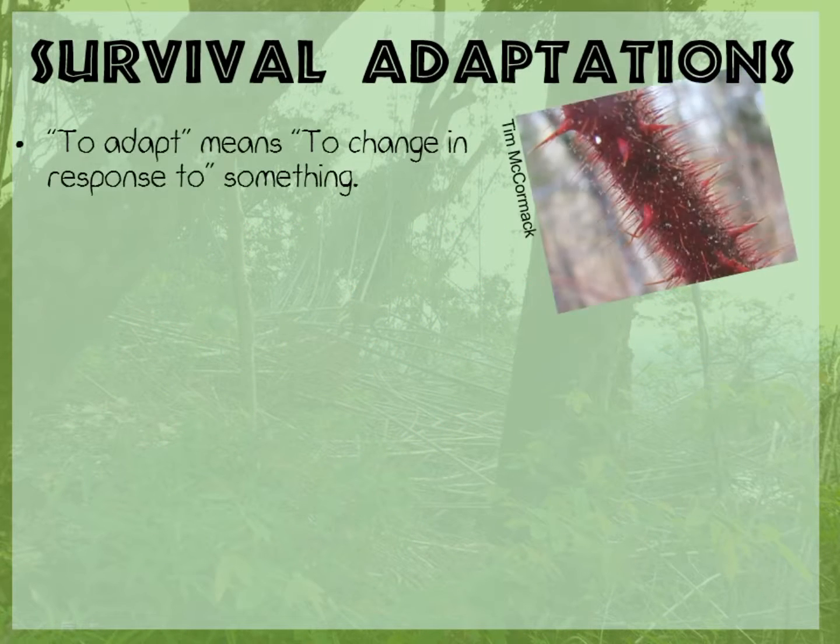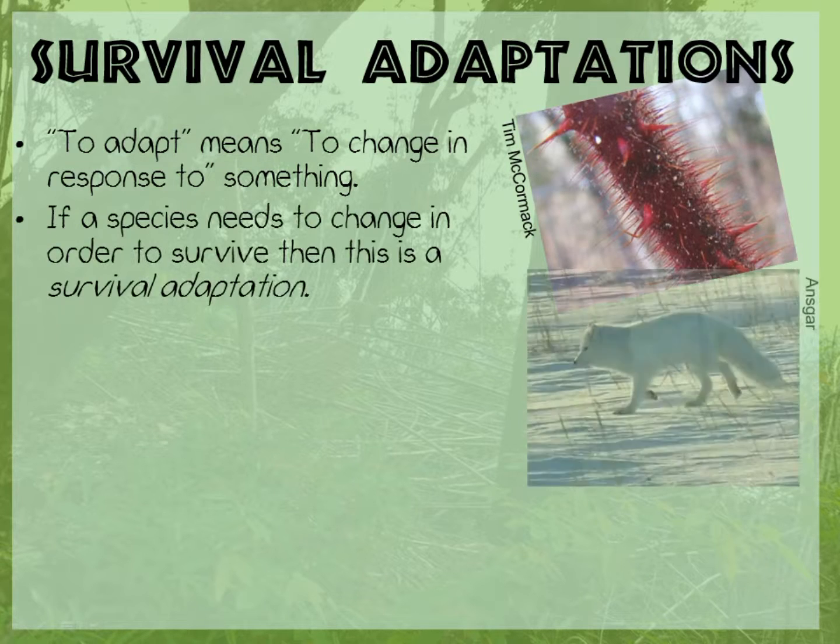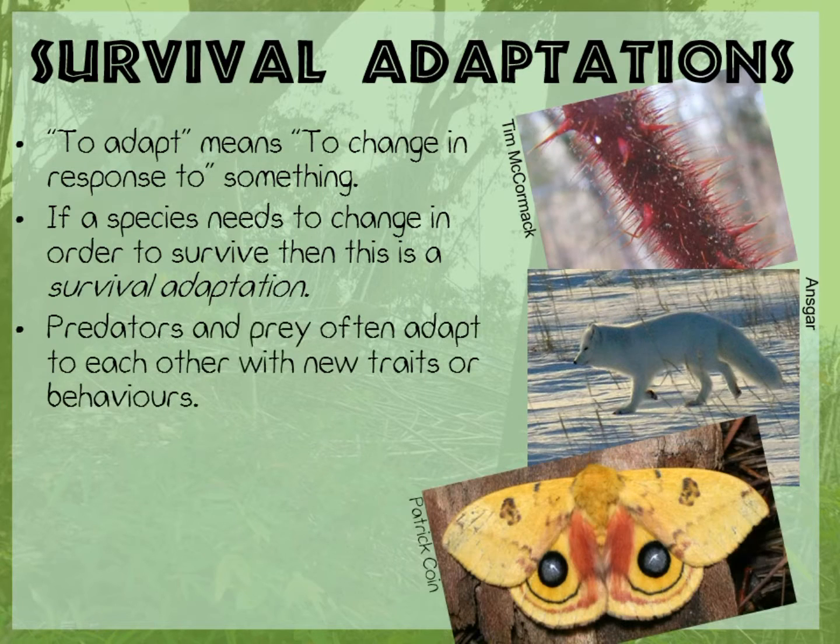As we said, a survival adaptation is a way that an organism uses to help it survive in the predator-prey relationship, or perhaps just in the environment it lives. So an adaptation is based on the word adapt, which is a verb that means to change in response to something. So to change because something has made you change. So if a species needs to change to survive, that's why we call it a survival adaptation.